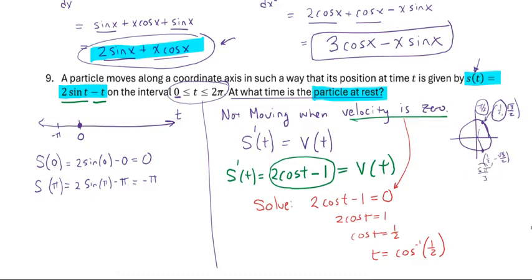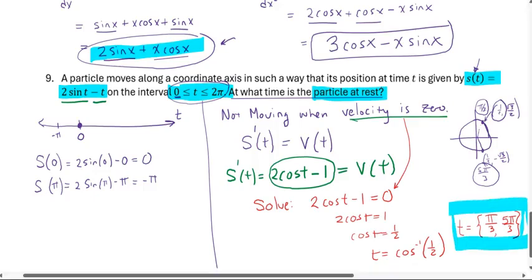So those are your two locations where the velocity would be 0. I'll write that as a solution set. T is both pi over 3 and 5 pi over 3. There's two solutions because this problem asks us within that interval. I'm using a lot of trig remembering on this particular problem.